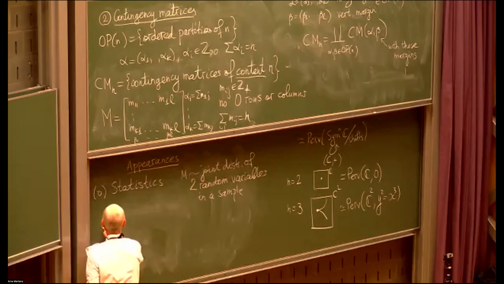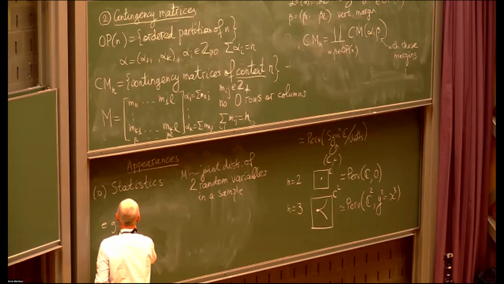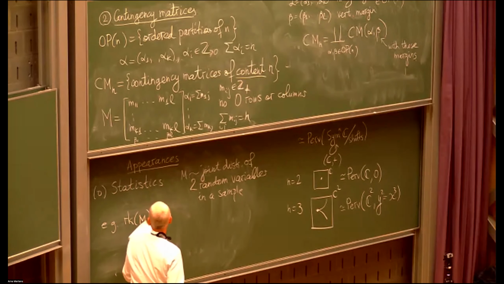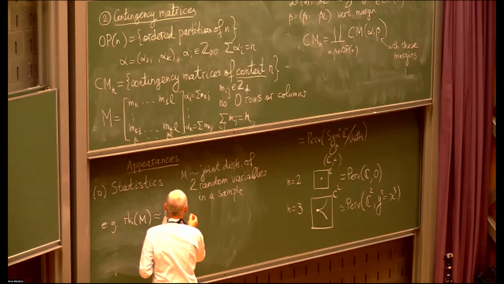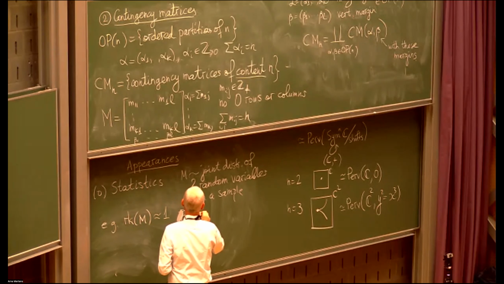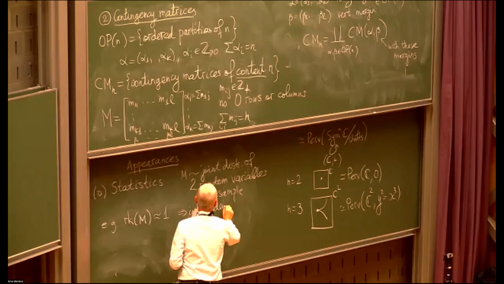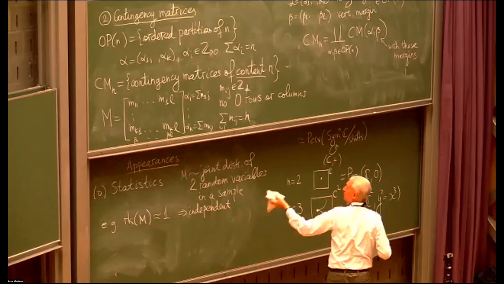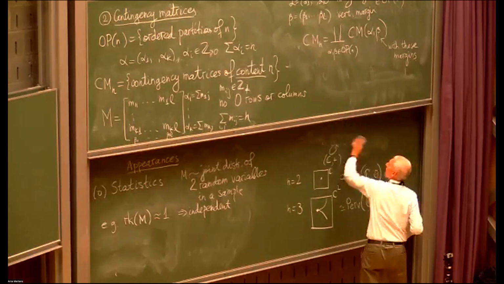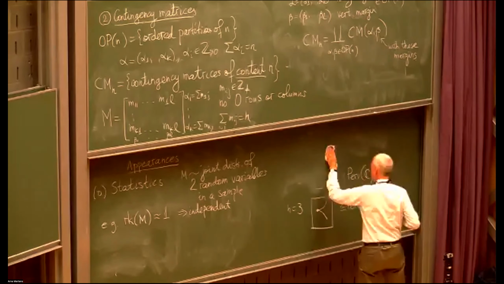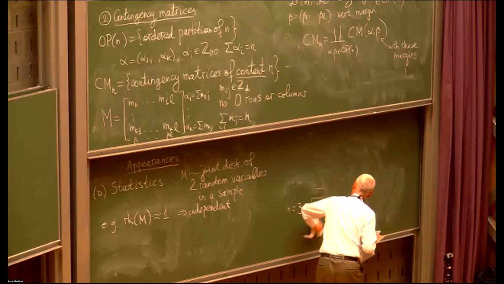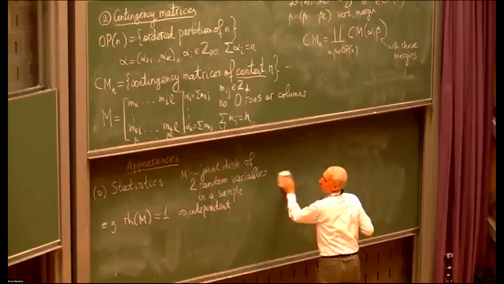Let me write it like this. If the rank is approximately equal to 1, it means that M is close to a matrix of rank 1, which means independent. This won't really play a role. It's just to explain the terminology.